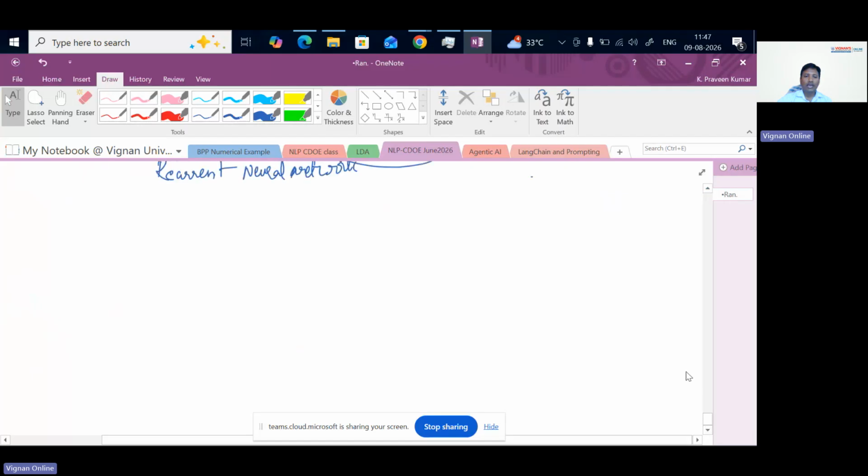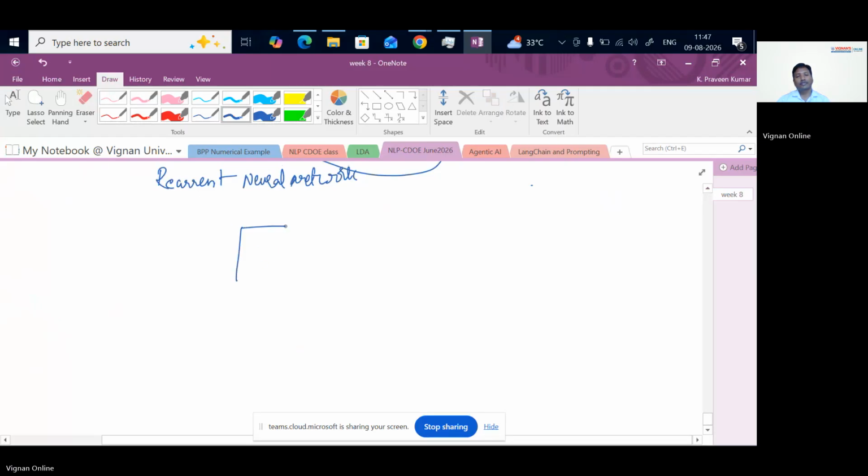Now the point is, what is the advantage of this one and how are we going to utilize this to make it understand the sequence? So what we are doing is, this is my neural network, and here I am passing the words W i, where i goes from 1 to n. So n words I am passing.